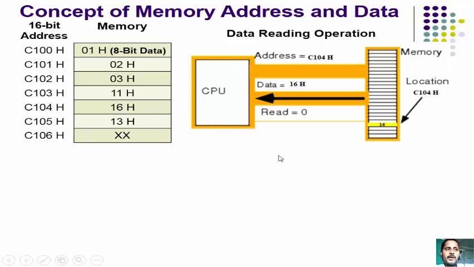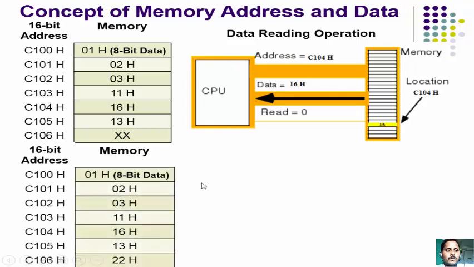Opposite to this is the data writing operation. Suppose once again the same memory map from C100 to C106. Here the 16-bit address is shown in hexadecimal number format, C100 to C106, and the data available in the memory is 01, 02, 03, 11, 16, 13, and at last 22.